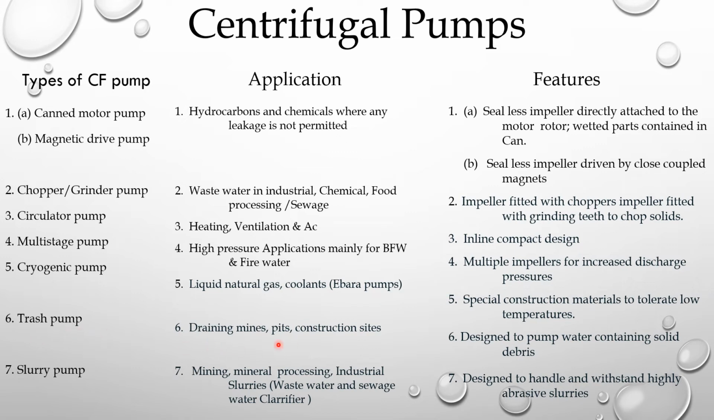Trash pumps are used for draining mines and pits and at construction sites, designed to pump water containing solid debris. Slurry pumps are used in mining, mineral processing, industrial slurries, wastewater and sewage water clarifiers. Normally in wastewater and sewage water clarifiers, this slurry pump is used. It is designed to handle and withstand highly abrasive slurries. So these types of pumps are used for wastewater and sewage water in the chemical industries mainly. The slurry pump is of a centrifugal type.